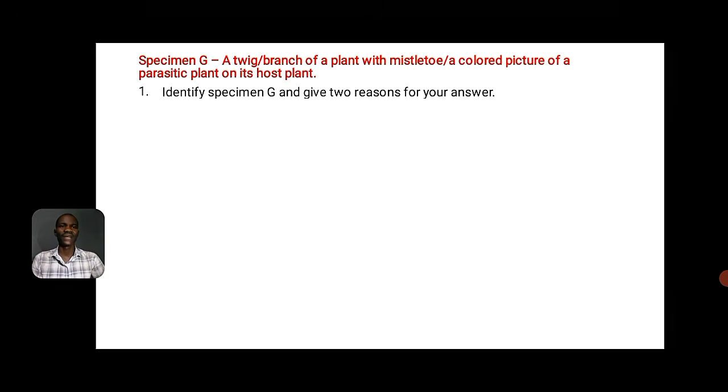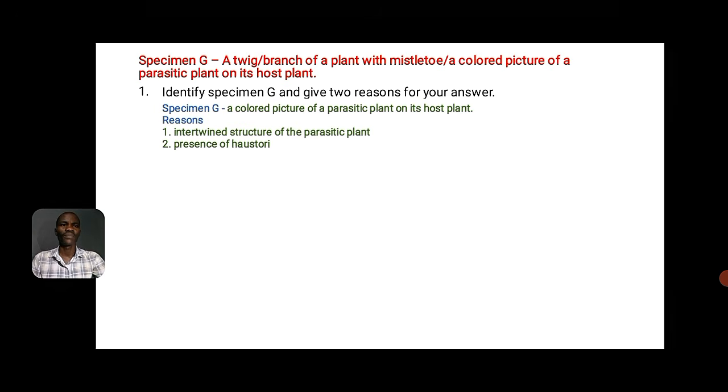When they ask me to identify and give two reasons for my answer, so specimen G is what? A colored picture of a parasitic plant on its host plant. Period. No more, no less. Don't be looking for mistletoe or orange tree or kola nut tree or whatever tree. So just say a picture of a parasitic plant on its host plant. What are the reasons? Number 1, intertwined structure of the parasitic plant, that is, the ability to entangle with the host. Number 2 is the presence of haustorium.